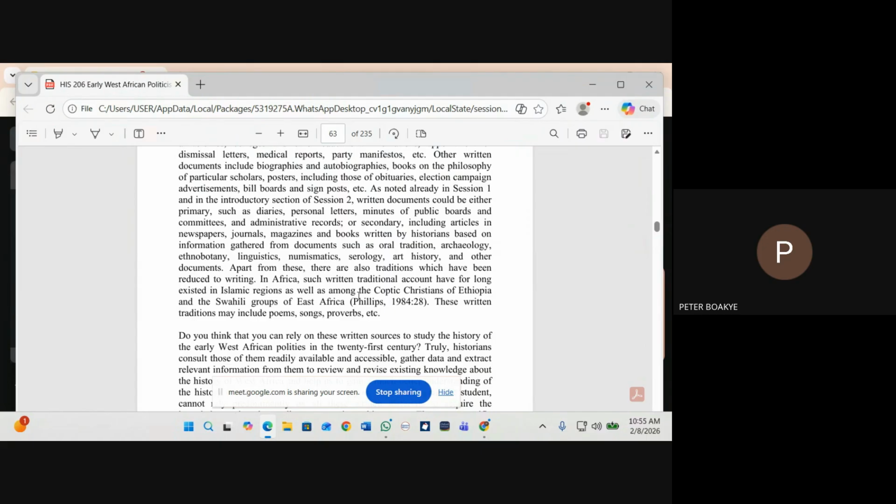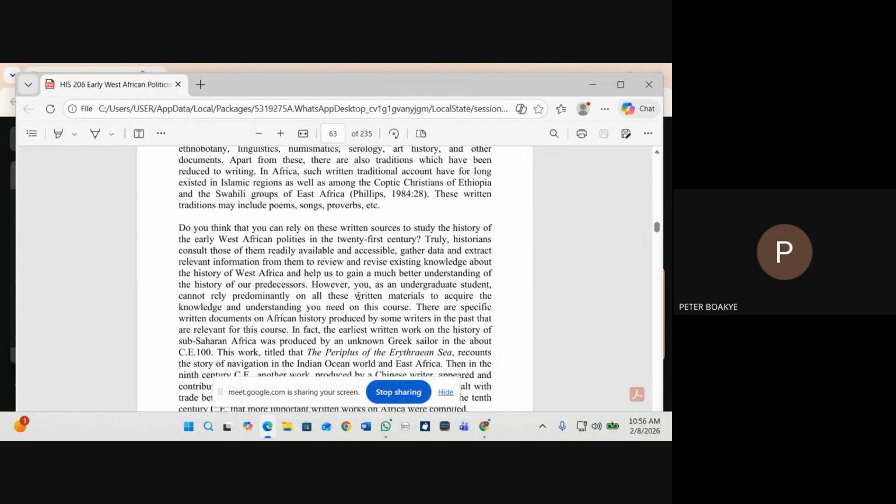Apart from this, there are also traditions which have been reduced to writing. In Africa, such written traditional accounts have long existed in Islamic religions, as well as among the Coptic Christians of Ethiopia and Swahili groups of East Africa. Do you think that you can rely on these written sources to study the history of the early West African polities in the 21st century?